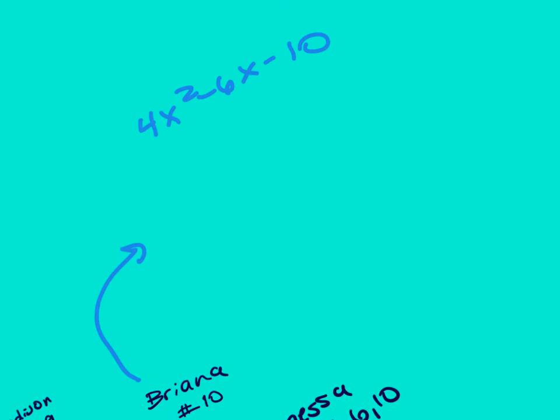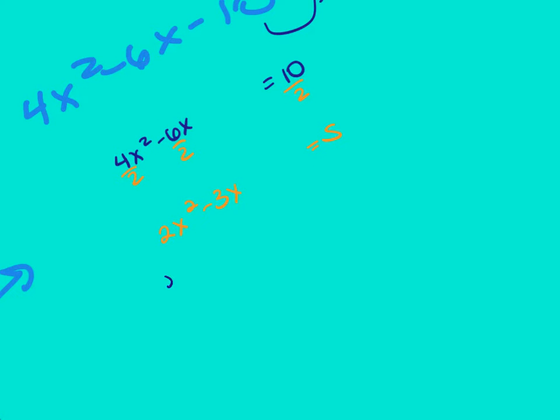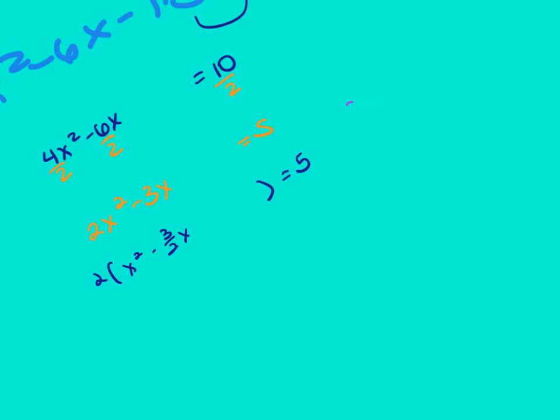All right, I will. Okay, here's Brianna's question number 10. So you're going to bump the 10 to the other side. And something easy to do here is divide everything by 2. So they're smaller numbers, but you don't have to do this. This would be x squared minus 3/2 x equals 5/2. Now take out the 2. Take that 3/2, divide it by 2, which is multiplying by 1/2, and then square it. 3/4 squared is 9/16.